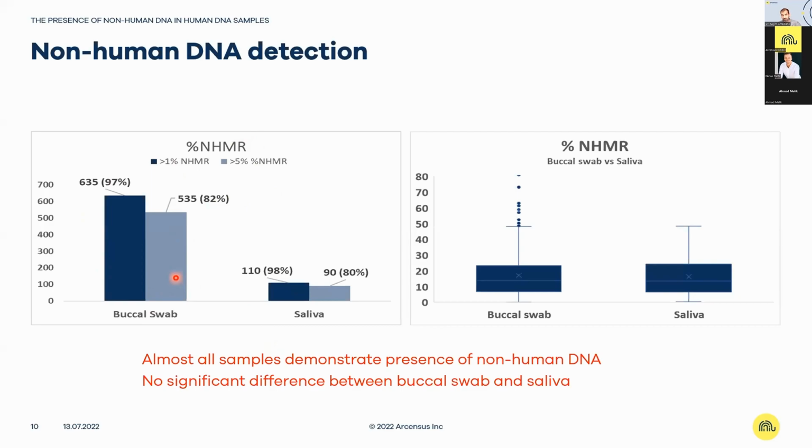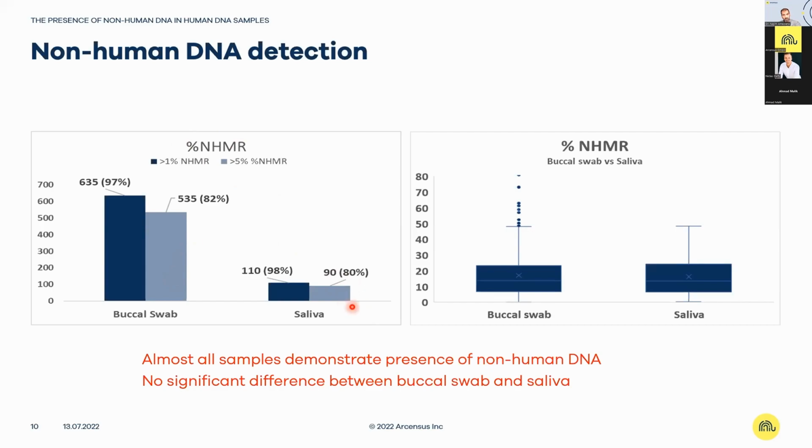We don't know yet at this stage to which genome these reads then align, but this is something that we can explore in the next step. This just goes to show, if we focus on the 5% non-human aligned reads, what this NHMR stands for, then more than 80% of the samples contain those types of reads. And for the saliva, also around 80%.